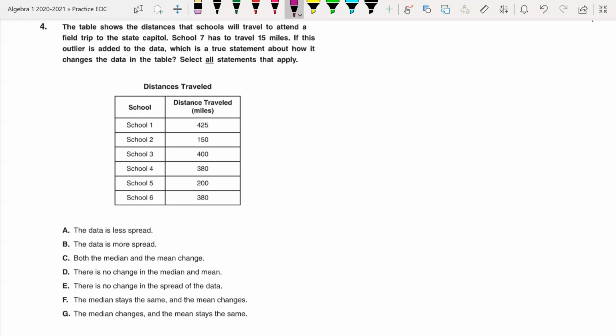So anytime they give you a list of data, however you want to say it, I would look at what they're asking you. It says mean, median, is more spread, less spread. So I would list it in order. So I'm going to throw 15 in here. And I'm going to have 150, 200, 380, shows up twice, 400, and then 425. Again, anytime they give you a list of data, I would list it in order from least to greatest and then make observations based off of that.